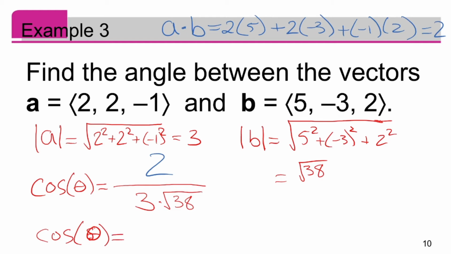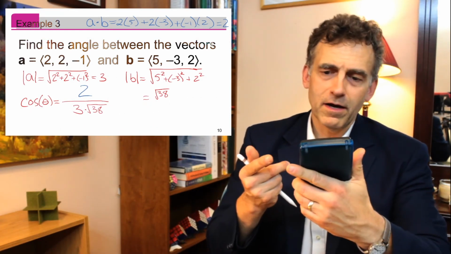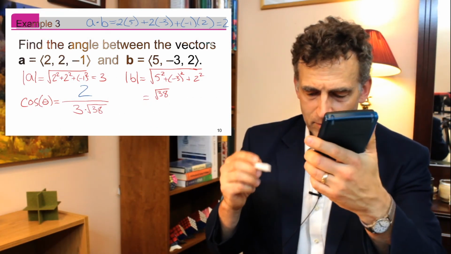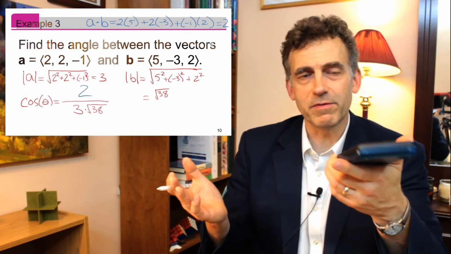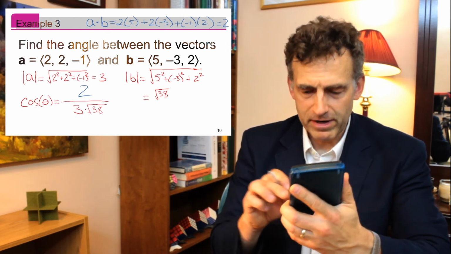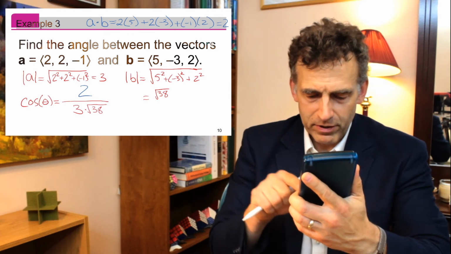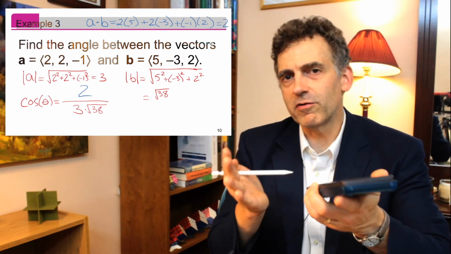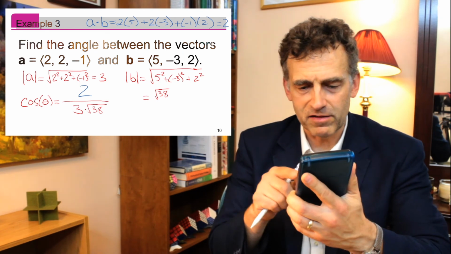Now for the angle, there's not much I can do with that, is there? So let's just pull out our calculator and let's see what we get. Bear in mind that you need to be aware of whether you're in radians or degrees. But interestingly, it doesn't matter. You don't have to worry about quadrants with cosine, this particular cosine.